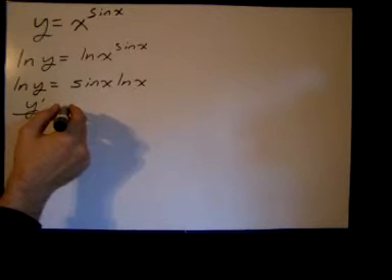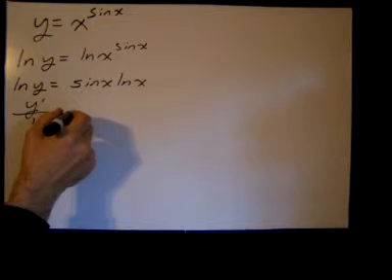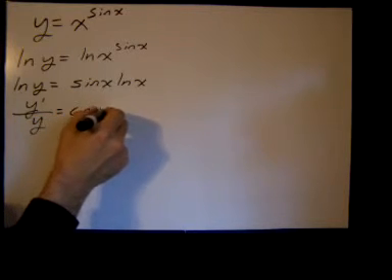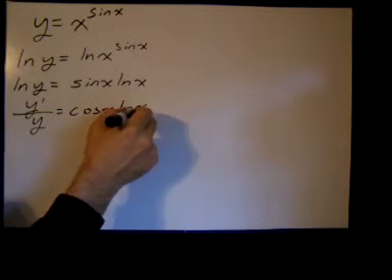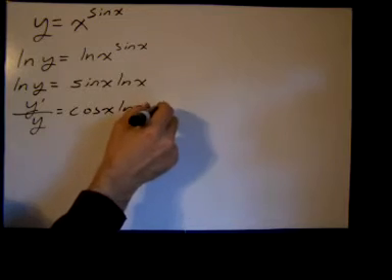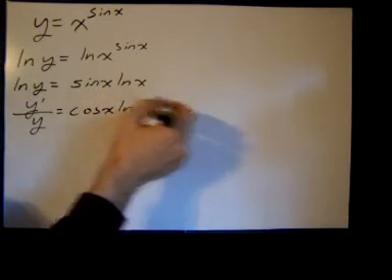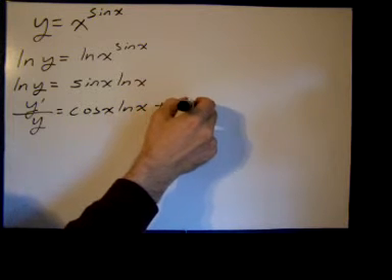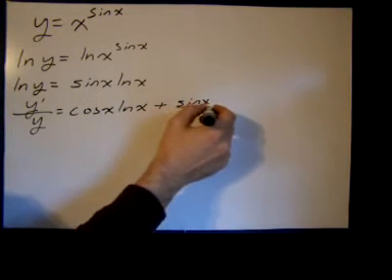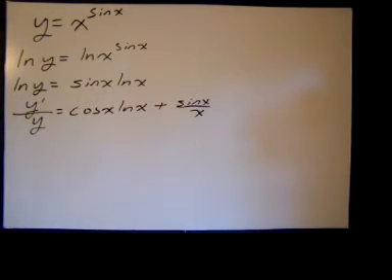So then we'll use the product rule over here. The derivative of the first is the cosine of x, times the second, which is the natural log of x, plus the derivative of the second, which is 1 over x, times the first, which is just sine of x, times 1 over x is sine of x over x.